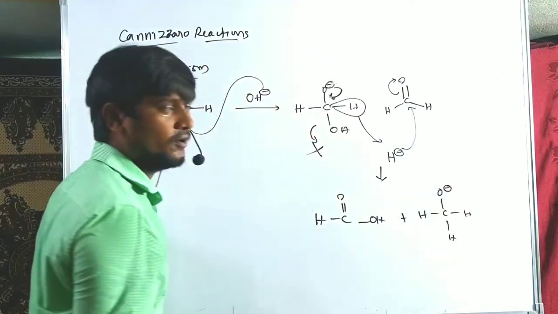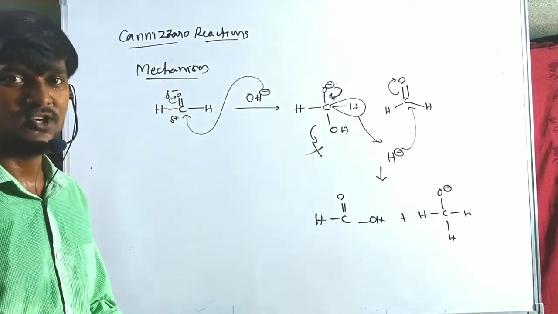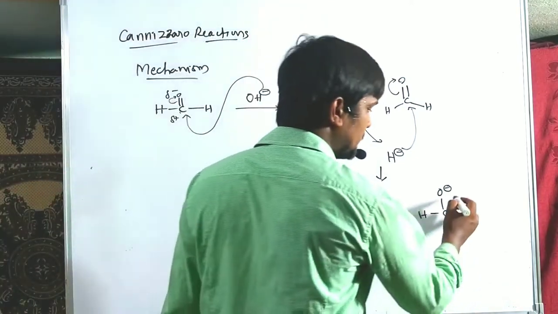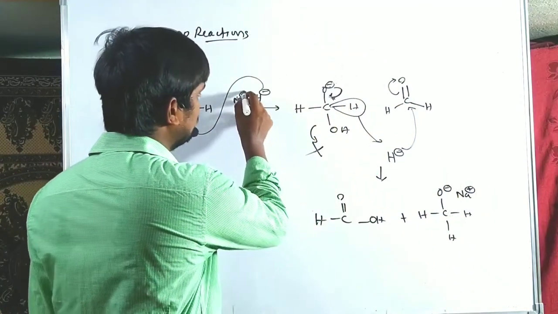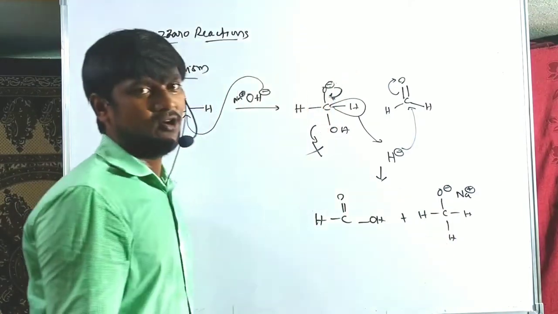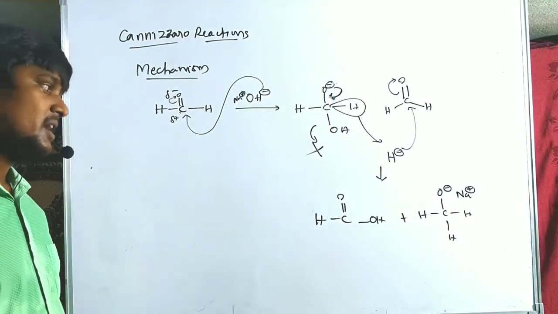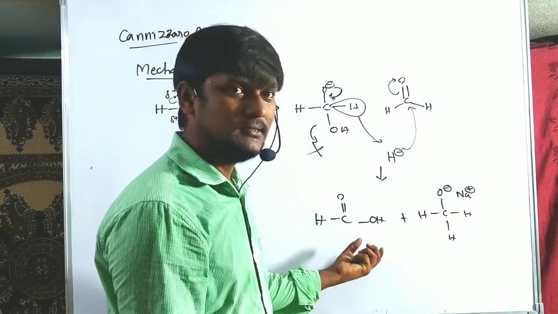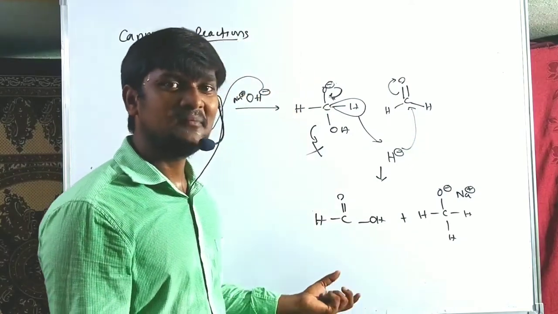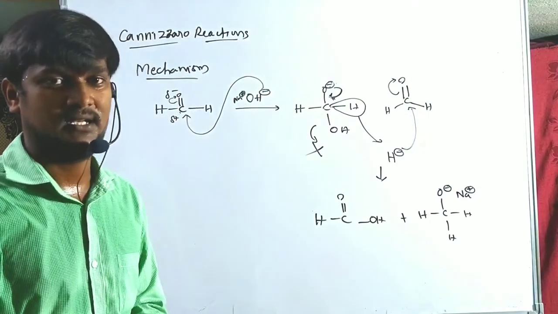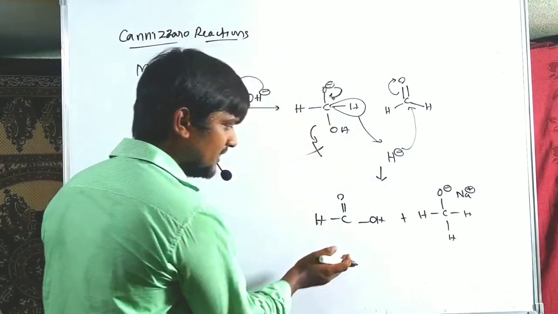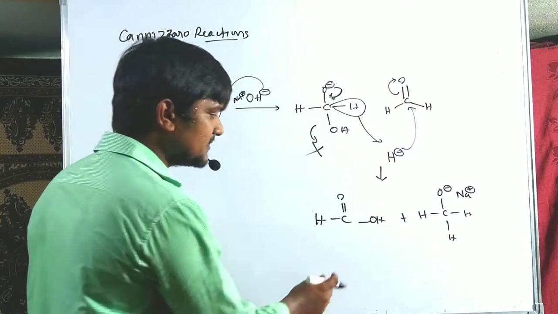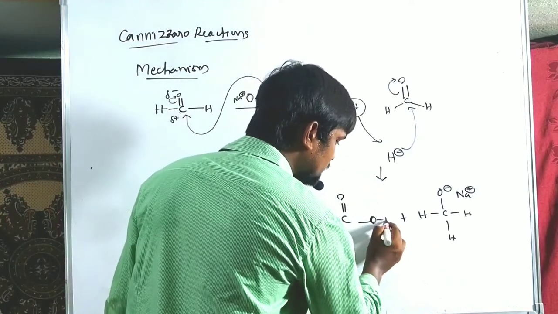Here O minus. Whenever there is a minus charge on a more electronegative atom, the salt, like now we used NaOH, that salt will be present over the oxyanion. Now here, one is more acidic and one is less acidic. More acidic means it readily loses its proton. Compared to alcohols, acids are more acidic. That's why it readily loses its proton.